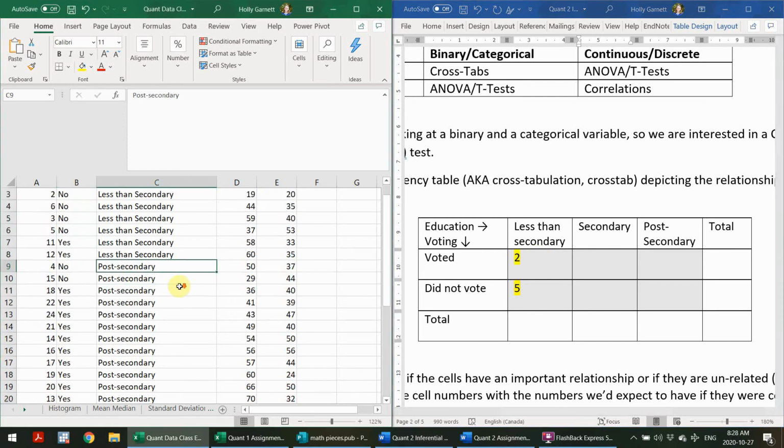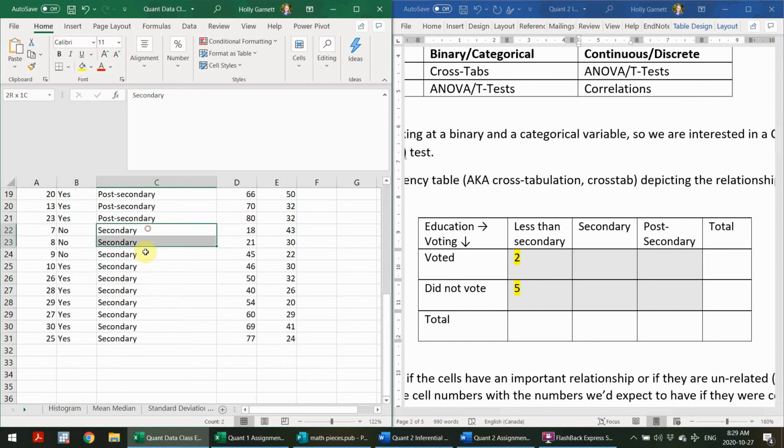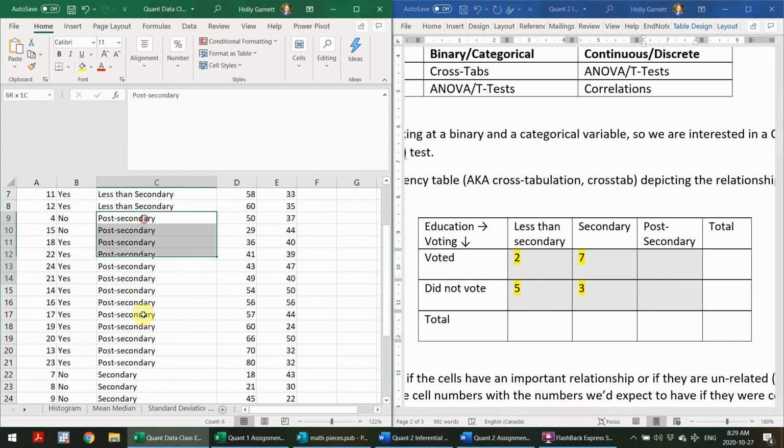Okay, let's go to our secondary friends. I don't know why they all became our friends, but that's okay. We had 3 of them who didn't vote, and we had 7 of them that did vote. Now we go to our post-secondary guys or girls, and we have 11 that did vote and 2 that didn't vote.